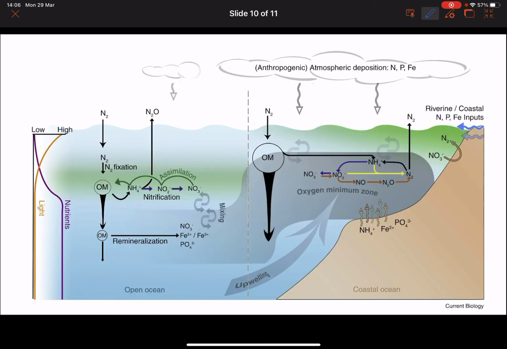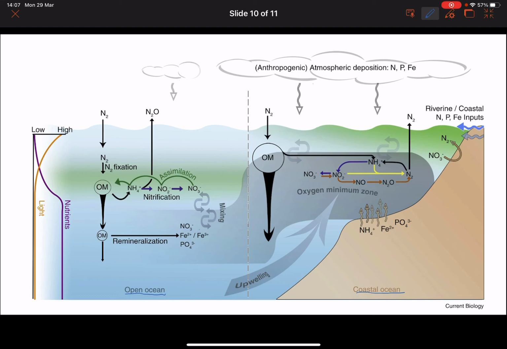So this is another view of the nitrogen cycle that I wanted to share with you guys. The processes I've been talking about have been very general so far. I haven't been really highlighting a specific part of the ocean. But there are some differences between the open ocean, which you see on the left, and the coastal ocean. And that has to do with the amount of upwelling and the amount of nutrients that are available.